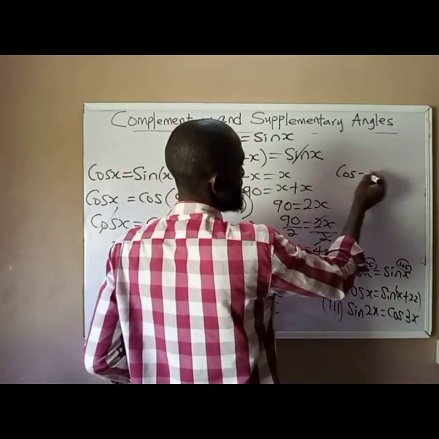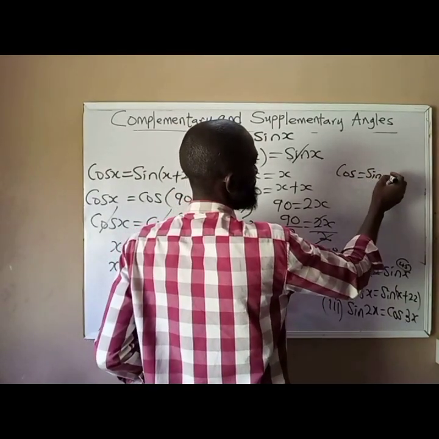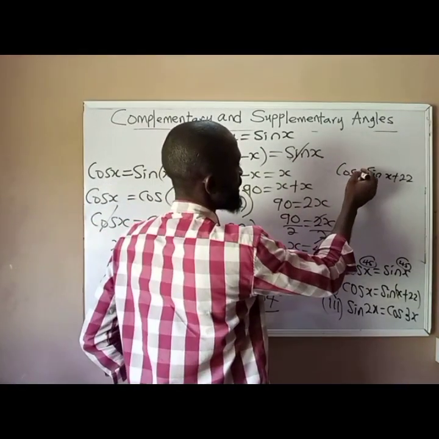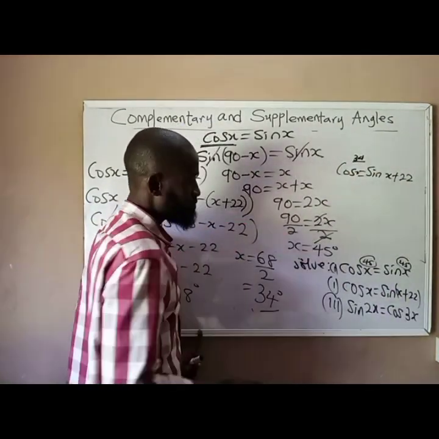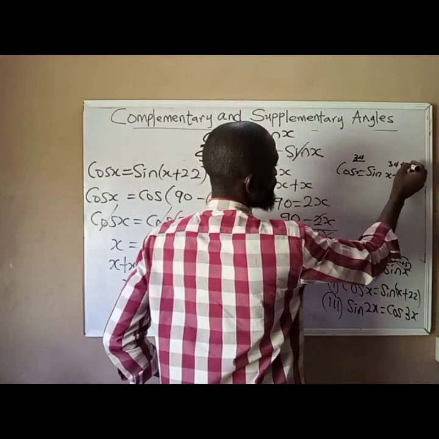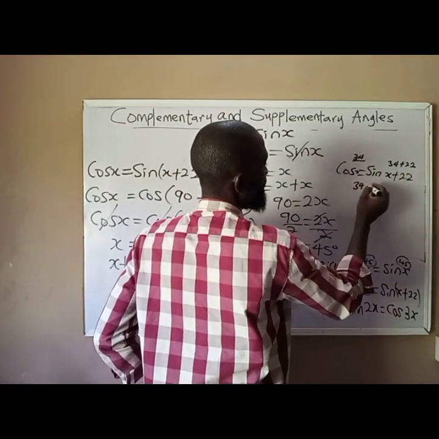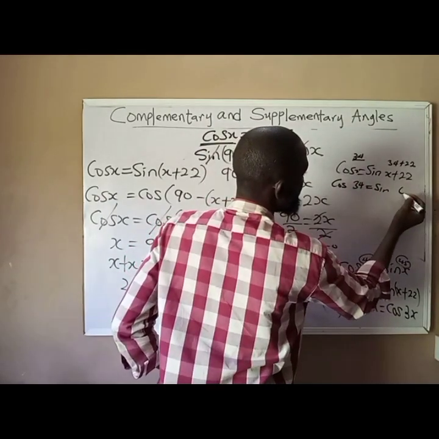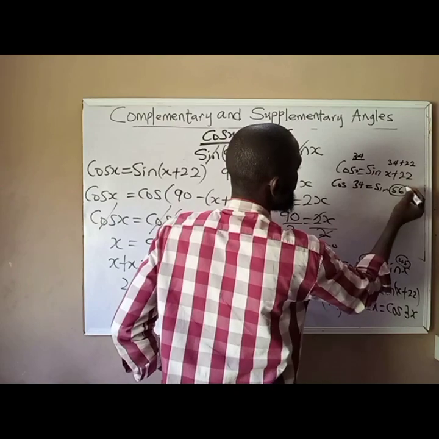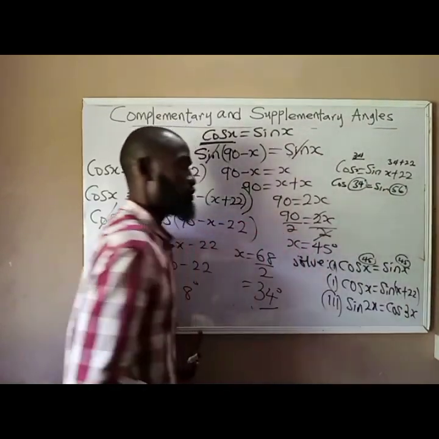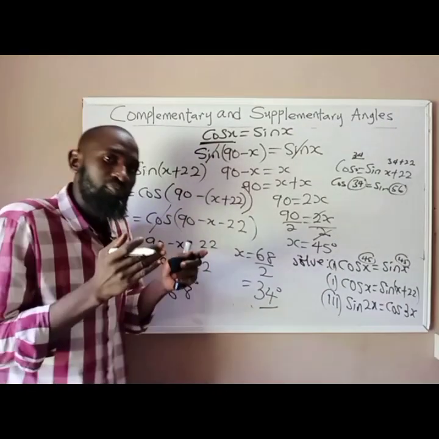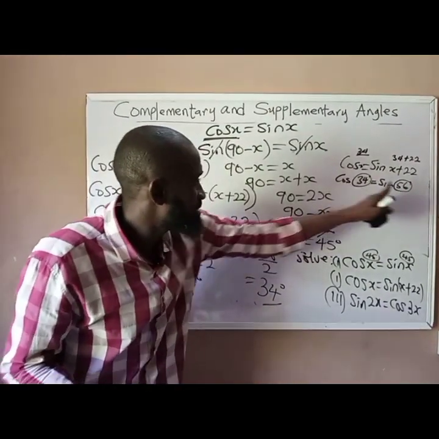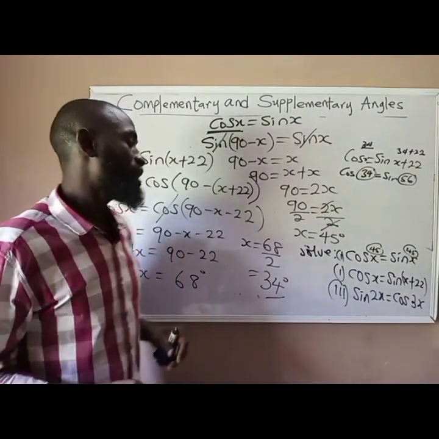Our cos x is equal to sin x plus 22. We said our x is what now? 34. So let us put 34 here: 34 equals 34 plus 22. This is 34, and this is 56. When you add 56 to 34, you must get 90. That is how to confirm if the answer is correct. When you have the two angles and add them together, they must give you 90. 56 plus 34 gives us 90 degrees.